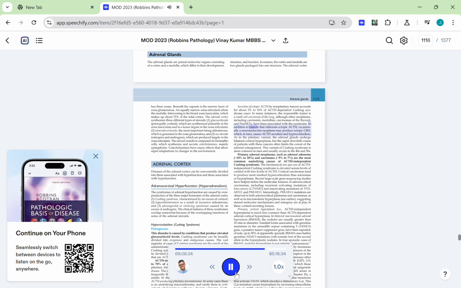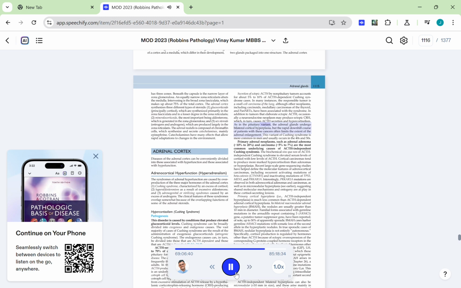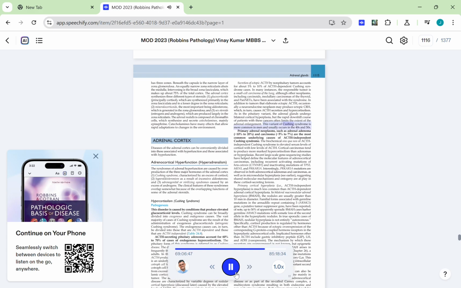In addition to tumors that elaborate ectopic ACTH, occasionally a neuroendocrine neoplasm may produce ectopic CRH, which in turn causes ACTH secretion and hypercortisolism. As in the pituitary variant, the adrenal glands undergo bilateral cortical hyperplasia, but the rapid downhill course of patients with these cancers often limits the extent of the adrenal enlargement. This variant of Cushing syndrome is more common in men and usually occurs in the 40s and 50s.